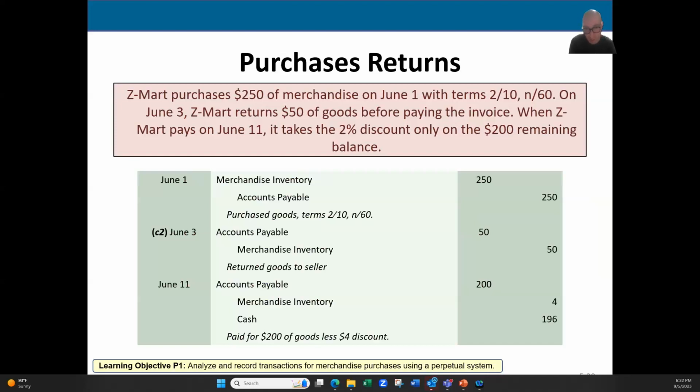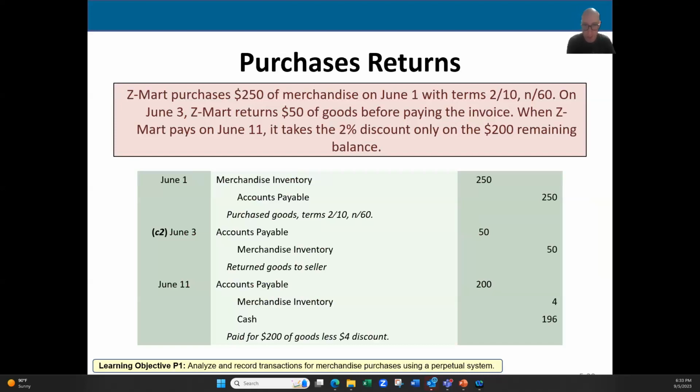So, here are the transactions I'm going to make. June 1, I purchased the inventory. Debit merchandise inventory $250. Credit accounts payable $250. Now in the notes we put the term. On June 3rd, that's when we noticed the defective goods and sent it back. Debit accounts payable $50. Credit merchandise inventory $50 to represent the $50 worth of stuff we're sending back.